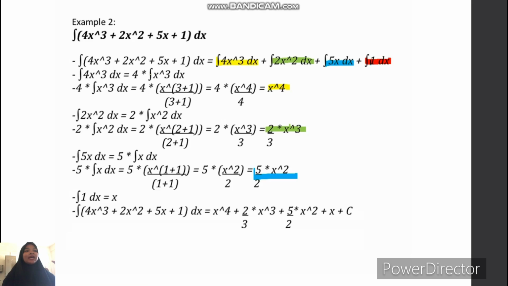So we can combine all of the results for each term and add plus c, and that is the answer for example number 2. So this is the answer for example number 2. Okay, so right now let's continue with example number 3.